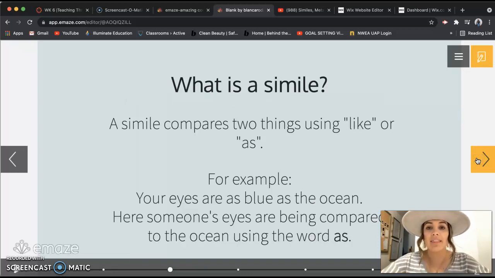Okay, so that video goes through 5 new parts of figurative language, and the first one is simile. So what is a simile? A simile compares two things using like or as. For example, your eyes are as blue as the ocean. Here, someone's eyes are being compared to the ocean using the word as.